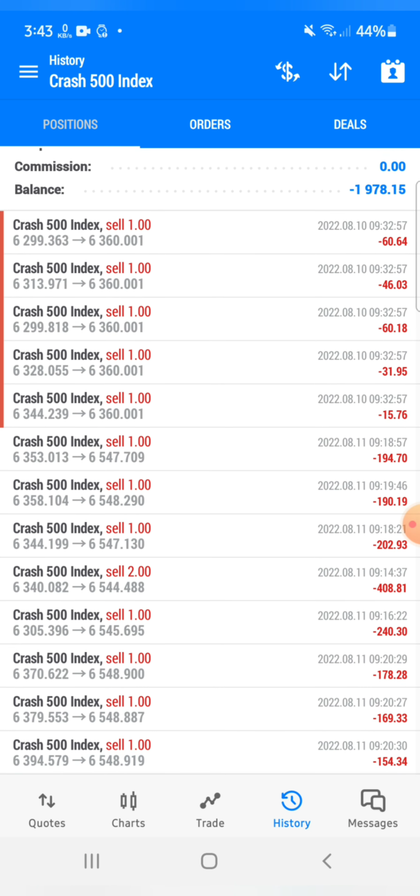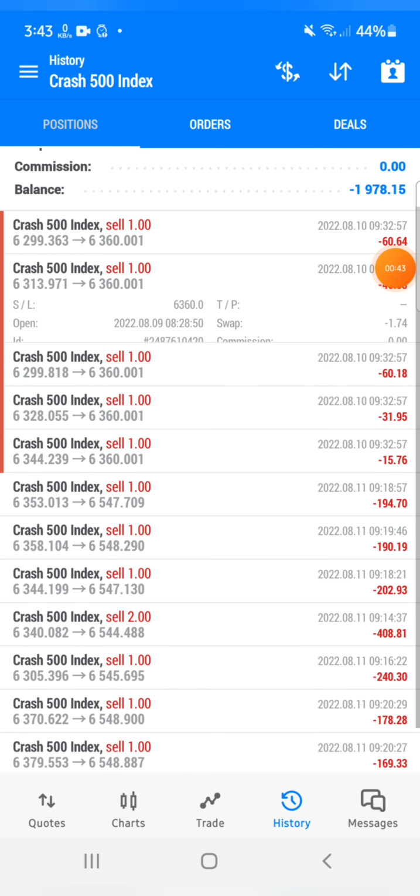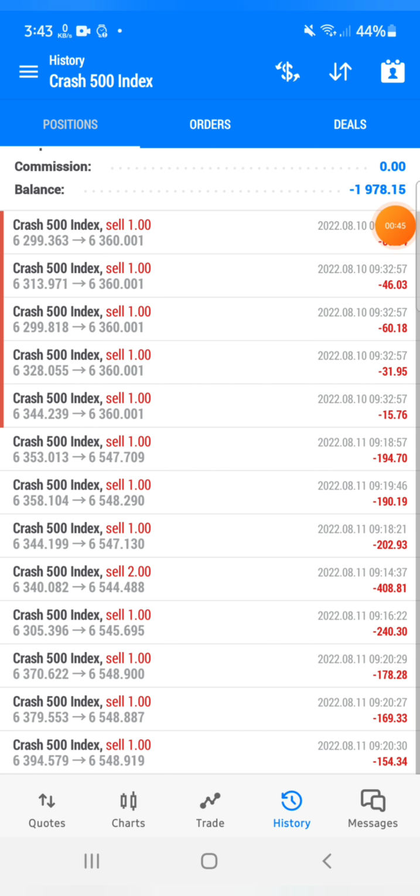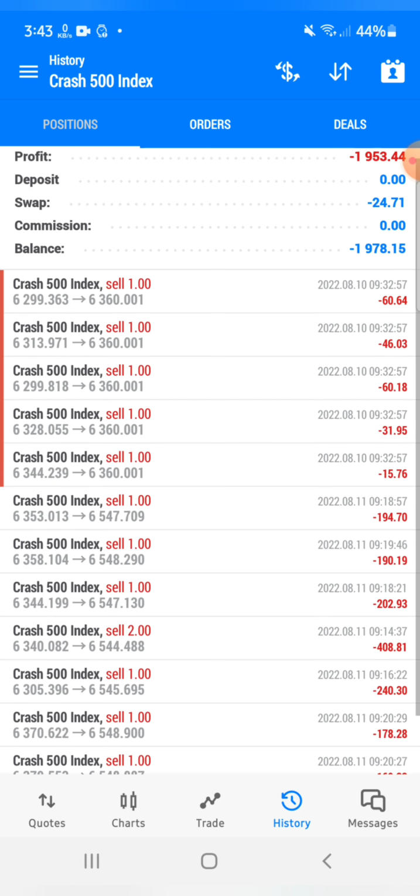See, you can actually see the date down there. Yeah, on the 10th of August and to the 11th, because I was holding the trade for 2 days, because I held it from the 10th through down to the 11th. So it was actually a day.